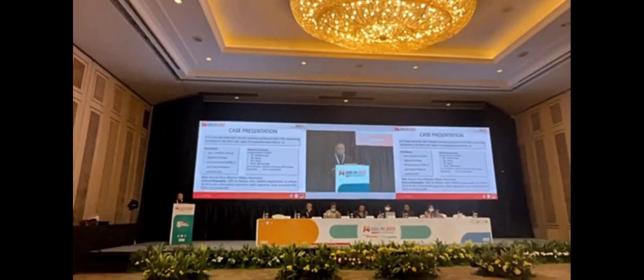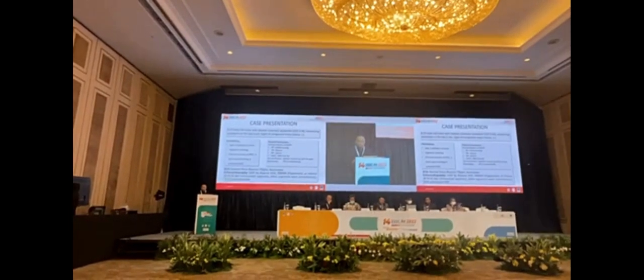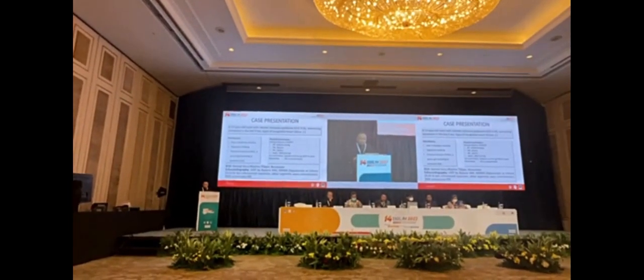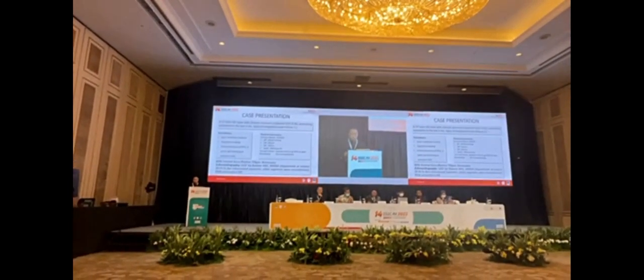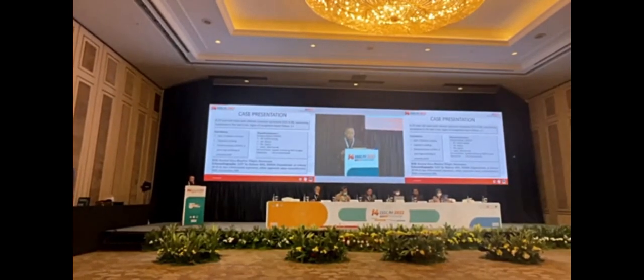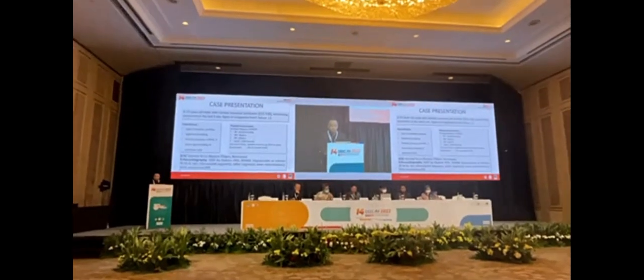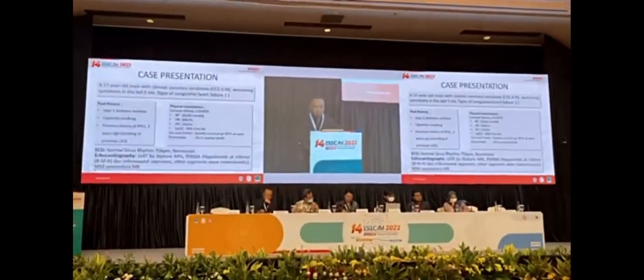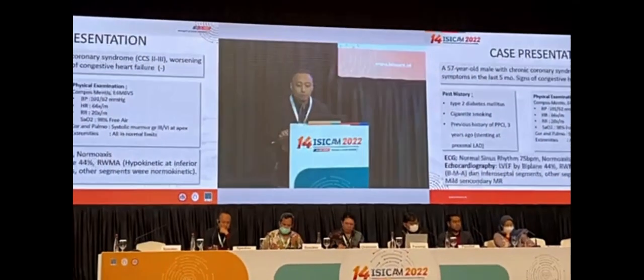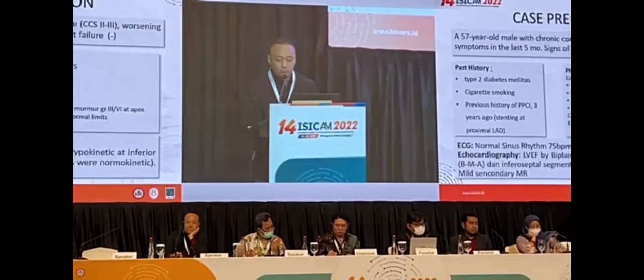The ECG was normal sinus without any remarkable sign. The echocardiography detected a reduced ejection fraction of 44%, with regional wall motion abnormalities from hyperkinetic inferior and inferoseptal segment. And also there was a mild secondary mitral regurgitation.